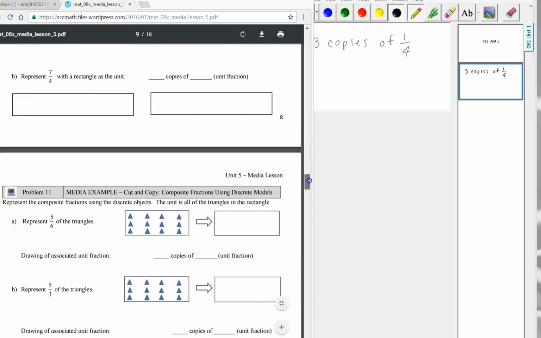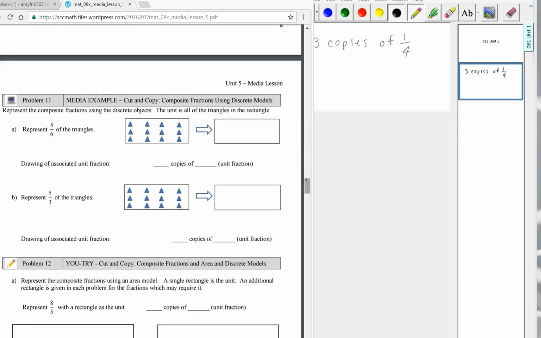So after the area model, we also have some discrete models with the triangles again. One thing that's nice to do with the triangles is have them start by making a drawing of the unit fraction. So I think there's 12 here, so this would be 5 copies of 1/6. So the unit fraction is 1/6. What does 1/6 look like? Well, that would be 2 triangles, 1 out of every 6. Then you take 5 copies of that. Well, 10 triangles would be 5/6 of the triangles.